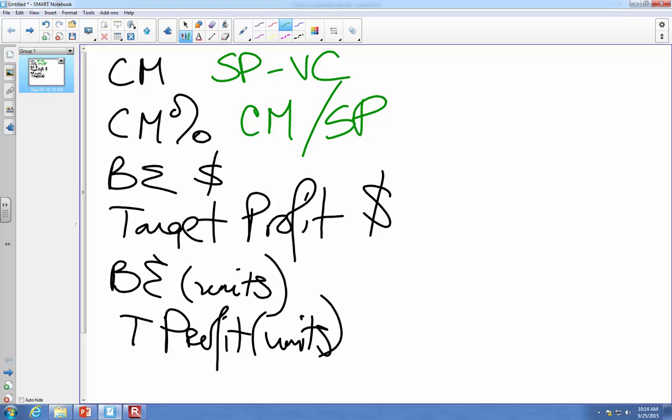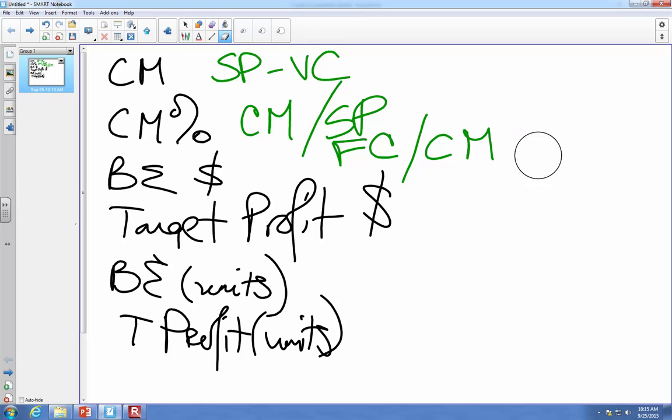Perry, how do you get break even in dollars? What's your numerator? What am I trying to cover? Fixed cost. That's right. Divided by contribution margin percentage. Okay, great. What percentage of each unit that I sell is going to go cover my fixed cost? That's going to give me my break even in dollars.